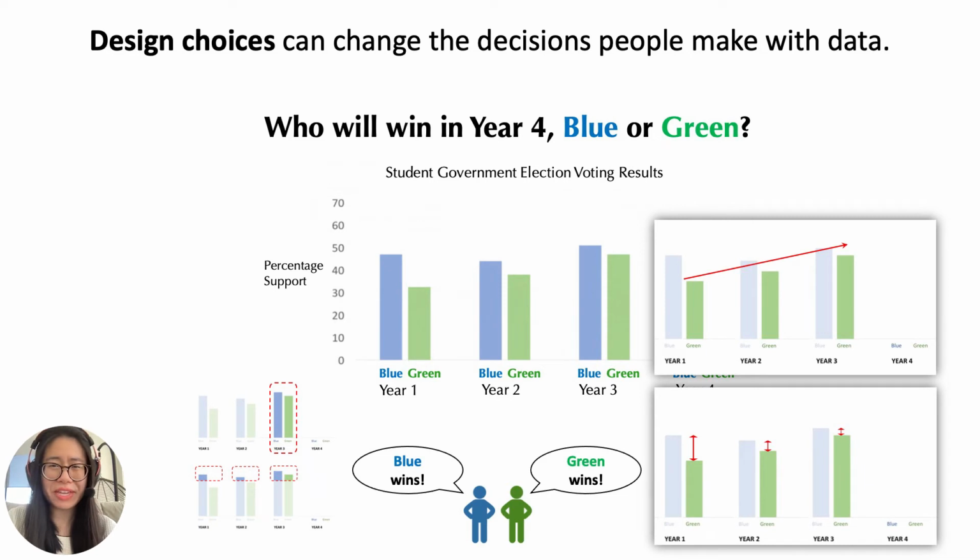Alternatively, you may think that green wins because green seems to be gaining momentum and is slowly closing the gap between itself and blue. So what I did is I carefully designed this visualization to make either outcome seemingly likely. So there's no correct answer here. When I surveyed hundreds of people online about this, it turns out that they are evenly split. Half of the people predict that the green will win, and the other half predict the blue will win.